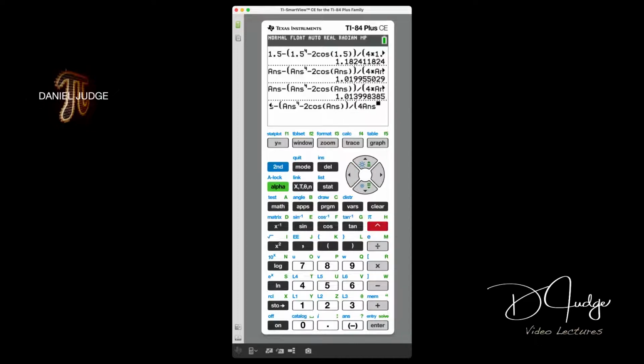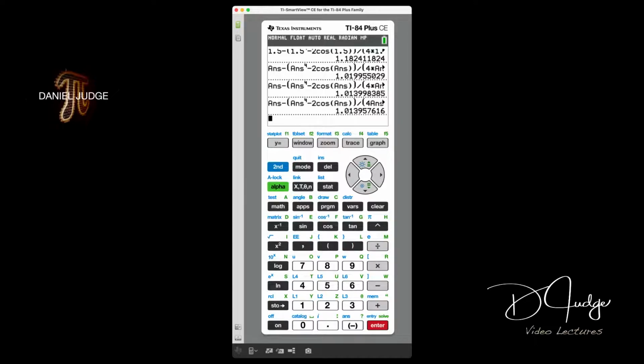And that's not right. Raised to the third power. Come out of there. Plus 2 sine of that value called answer. And ladies and gentlemen, hit enter. And let's see what we get now.